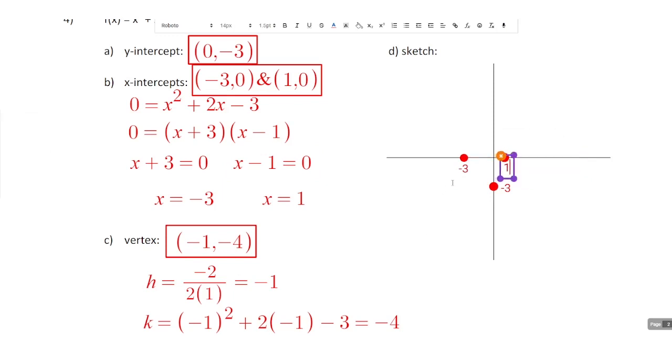And then for my vertex, it's at (-1, -4). So I'm going to try to label those as well. Negative 1 would be like roughly here. Negative 4 should be just below the negative 3. And so that coordinate, (-1, -4), is about right here. So you can kind of see what's going to happen with the parabola. So let's try to draw this one out. Go all the way down. Hit that vertex, come back up, and there we go. There's number 4.